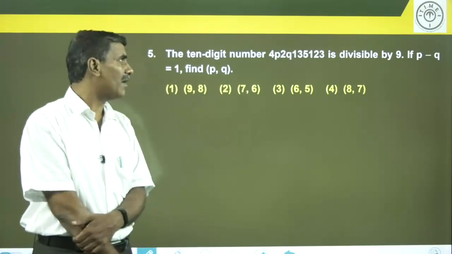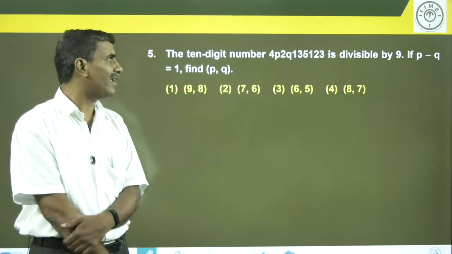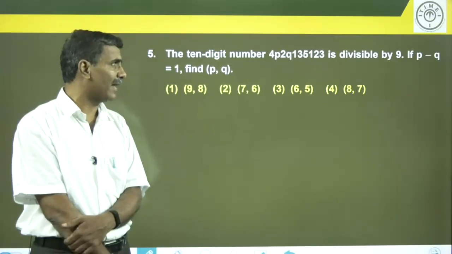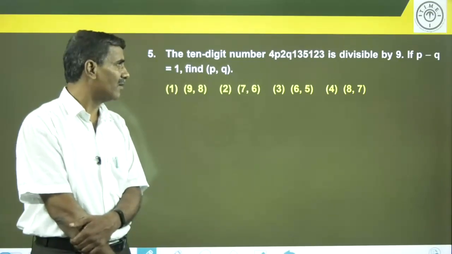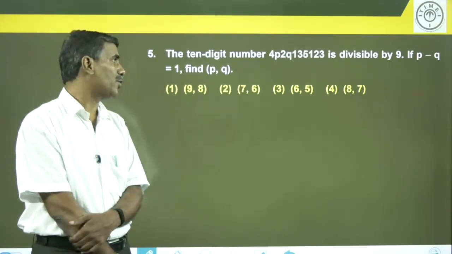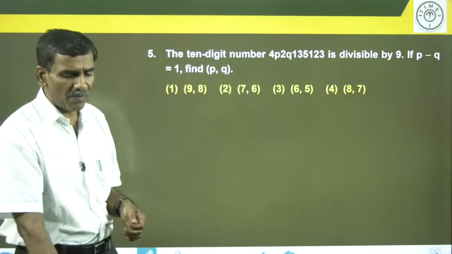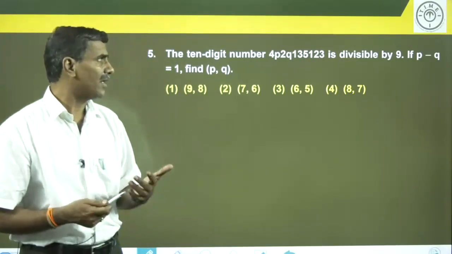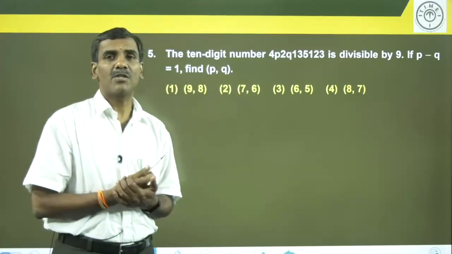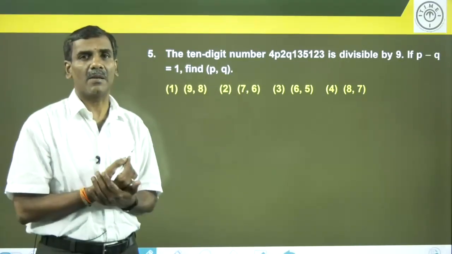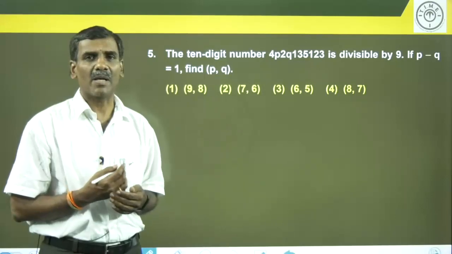The 10-digit number 4P2Q135123 is divisible by 9. If P minus Q is 1, what is the value of P and Q is the question. So when it is divisible by 9 is the point that we are interested in. When a number is divisible by 9, it means when the sum of the digits of the number is divisible by 9, the entire number will become divisible by 9.